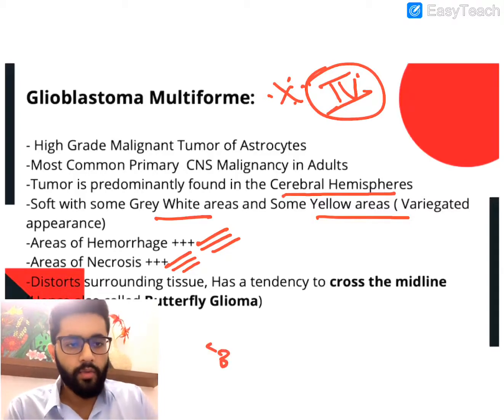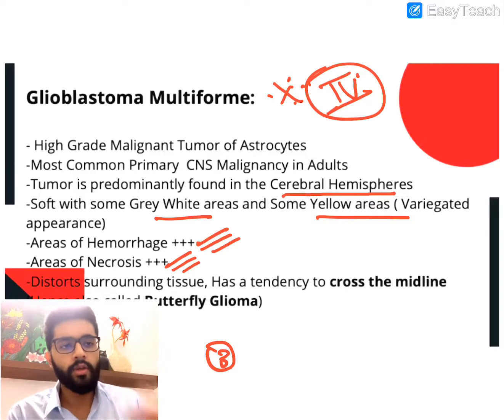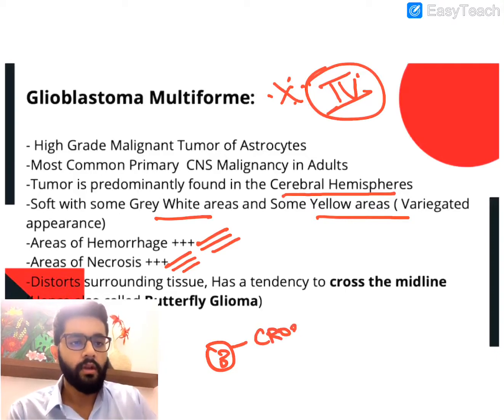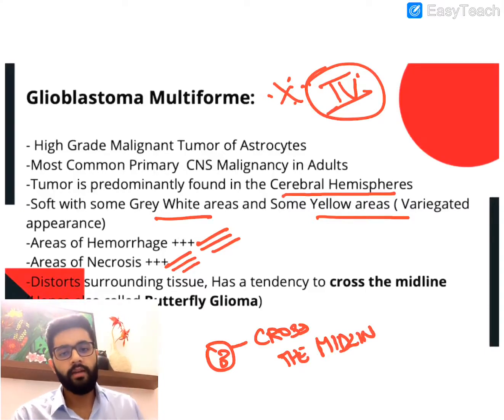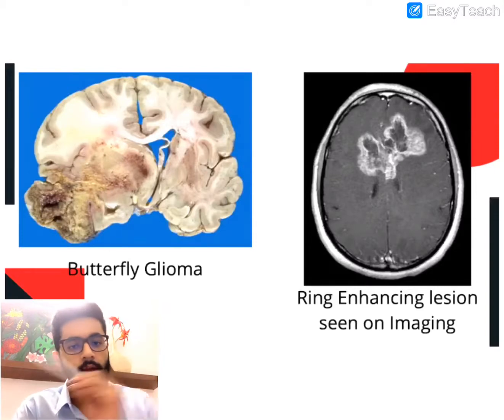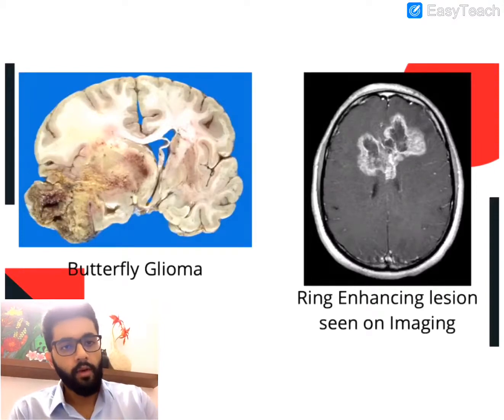And the third point, which is specific to this tumor and the most important point, is that these tumors cross the midline. Very rarely do you see tumors crossing from the right hemisphere to the left hemisphere or the left to the right, but these tumors have the tendency to do that and therefore are sometimes called butterfly glioma. I'll show you a photo which will seal this fact. Remember, these tumors can invade the corpus callosum and even pass the midline. Those are 3 important gross features that you will see in glioblastoma multiforme.